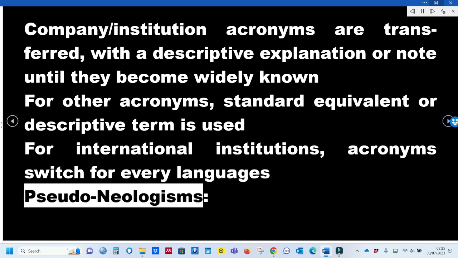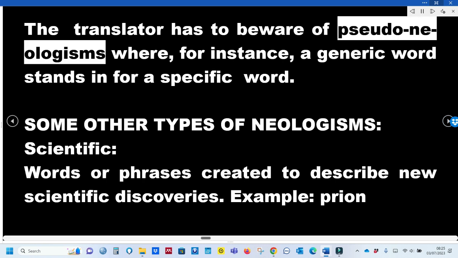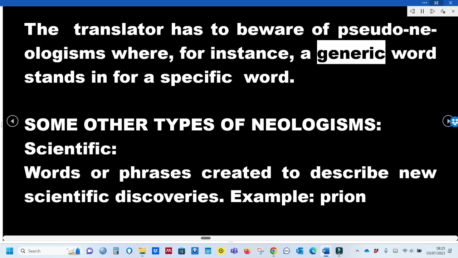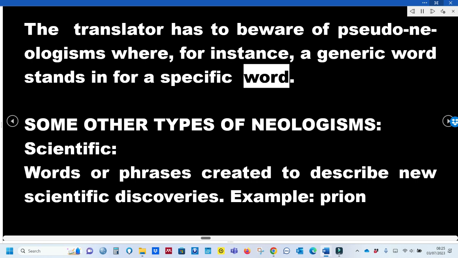Pseudoneologisms. The translator has to beware of pseudoneologisms where, for instance, a generic word stands in for a specific word. Some other types of neologisms.